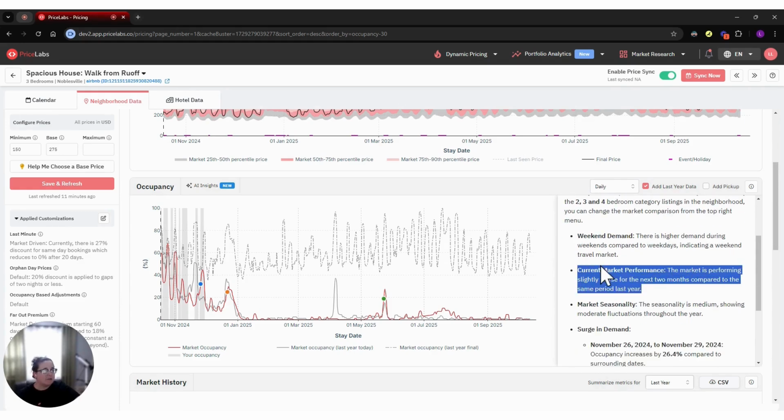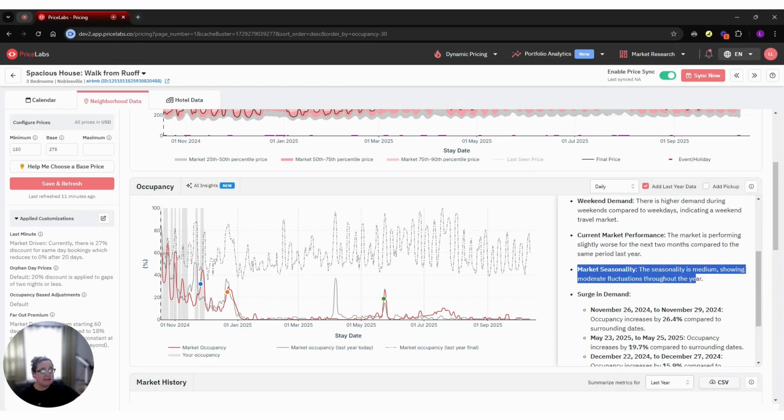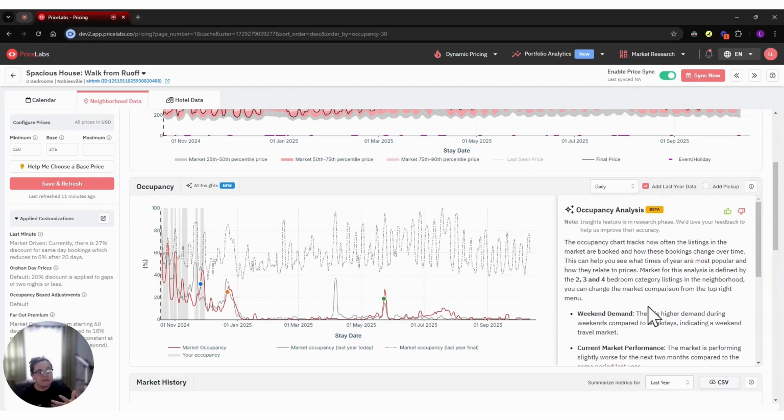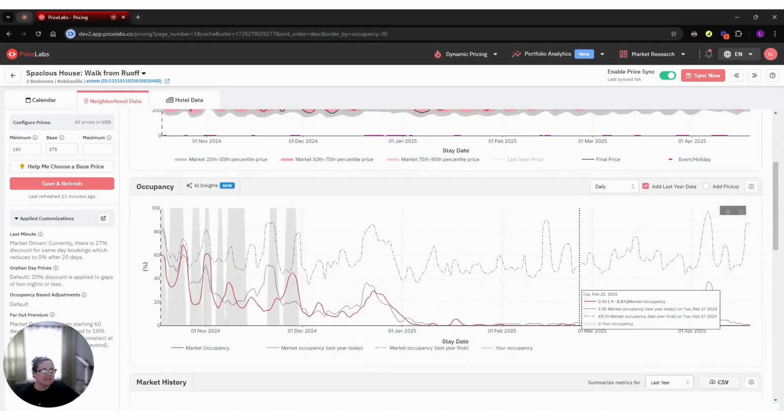Current market performance, market seasonality, surges in demand, all of that stuff is shown here. And then it shows you how your booking pickup is performing compared to last year. So a ton of really good data. And again, it just really summarizes what's in this chart if you're not a charts person like me. So tons and tons of good info here.